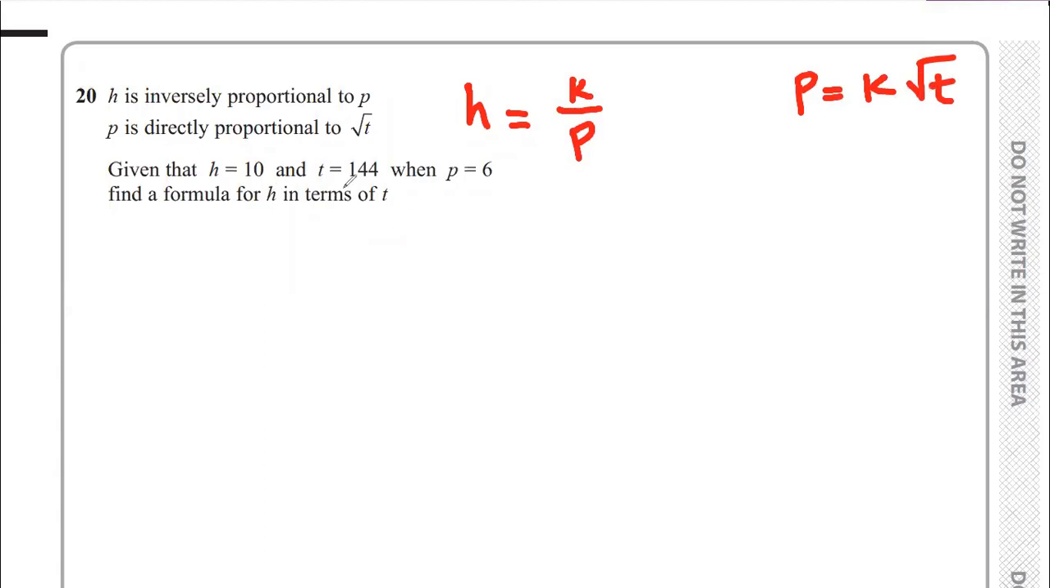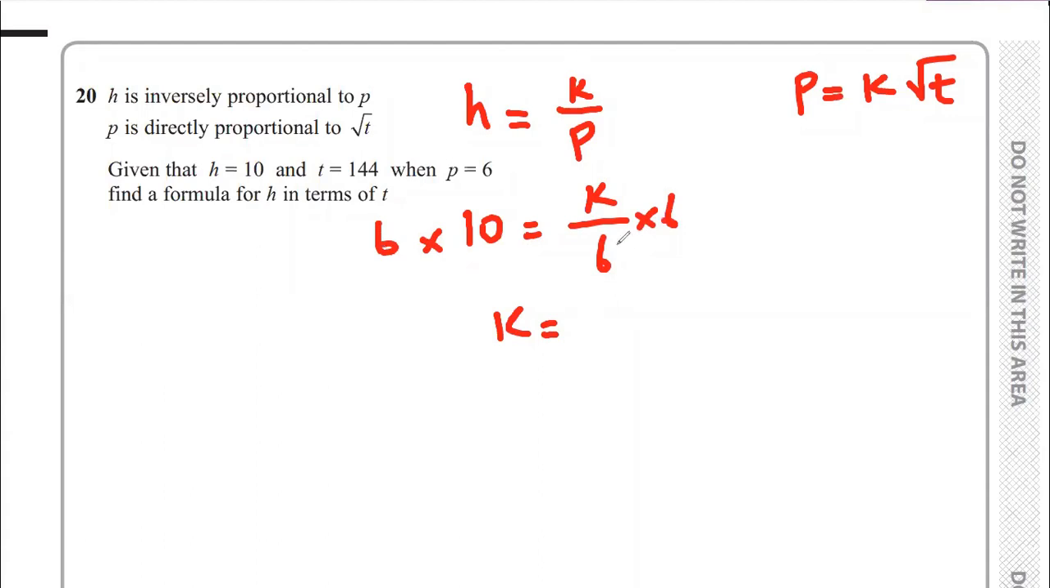Yeah. And then you are given the value of H is 10, so you write 10 equals. H is 10 and T is 142 when P equals 6. So K over 6, which means you write K over 6. So what do you think K is equal to then? Then you do K is 60. Multiply both sides by 6.